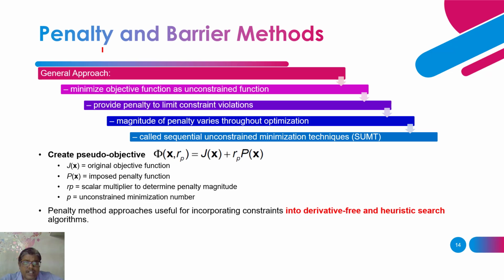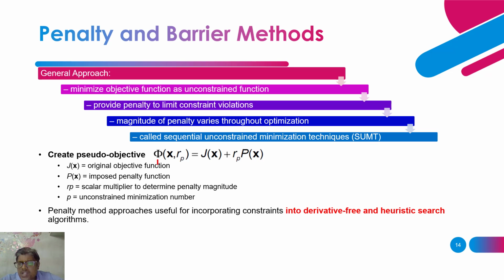So what is the general approach, whether it is the penalty or barrier method? First of all, we have to minimize the objective function as an unconstrained function. It may be a minimization problem or maximization problem, but we need to treat that function as an unconstrained function first of all. After that, we have to provide a penalty to limit the constraint violations. There may be some violation, and the magnitude of the penalty varies throughout the optimization. This may be one approach, and sometimes it is called the sequential unconstrained minimization technique, SUMT. These are the general approaches available.